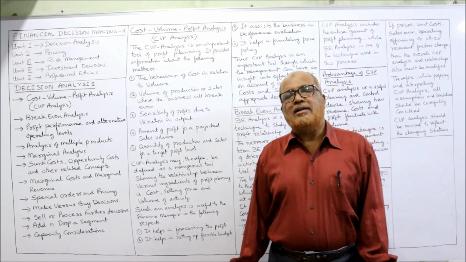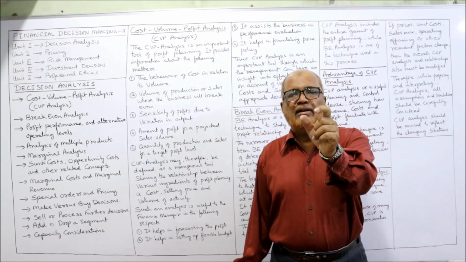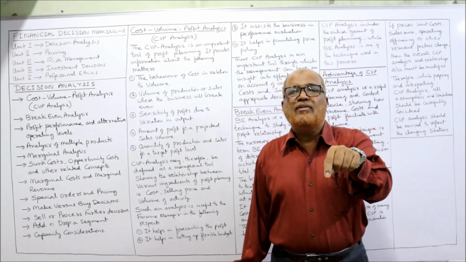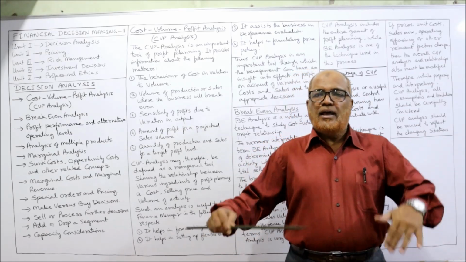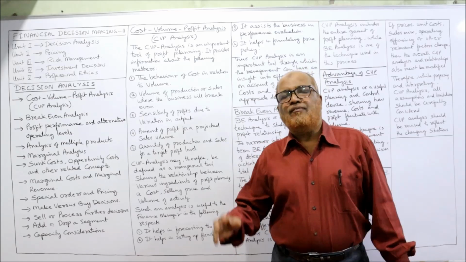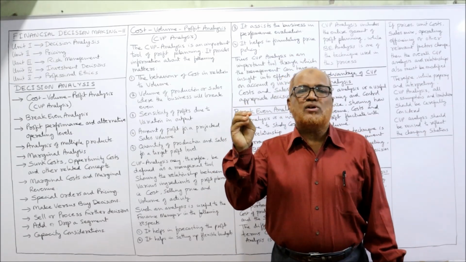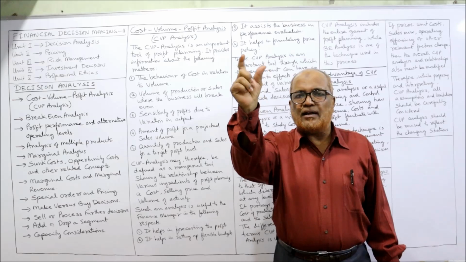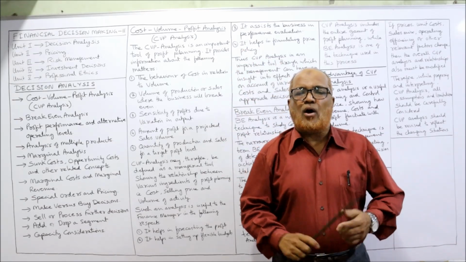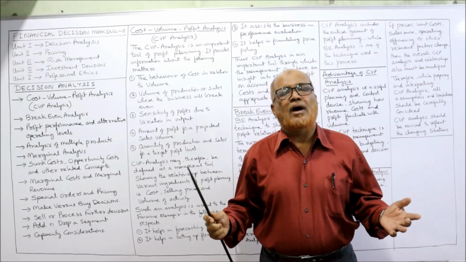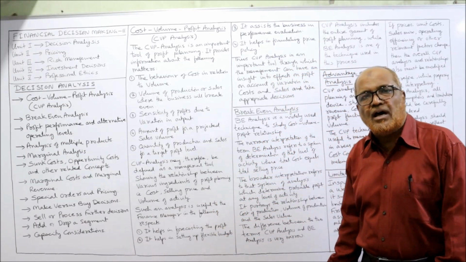Fourth one, amount of profit for a projected sales volume. The management wants to attain a sale of a particular level. So how much profit can we get by attaining that level of sales? Example, next year the management wants 50 lakh rupees of sales. That is a target sales. If the business achieves the target sales of 50 lakh, how much would be the profit? Again, CVP analysis will give the answer.